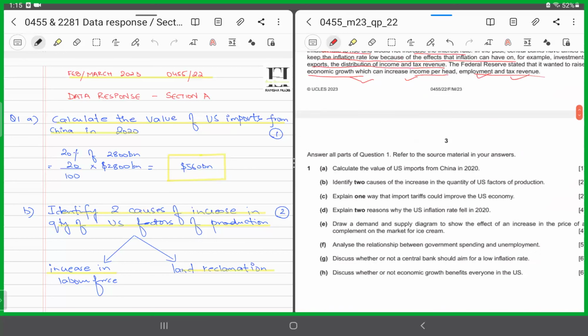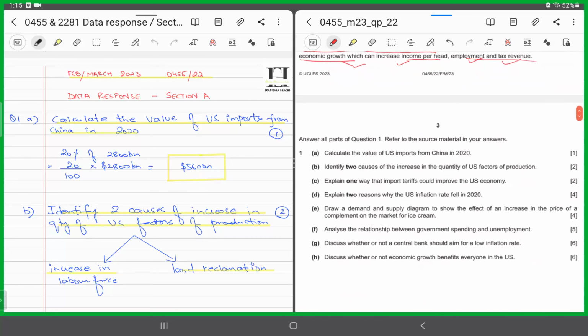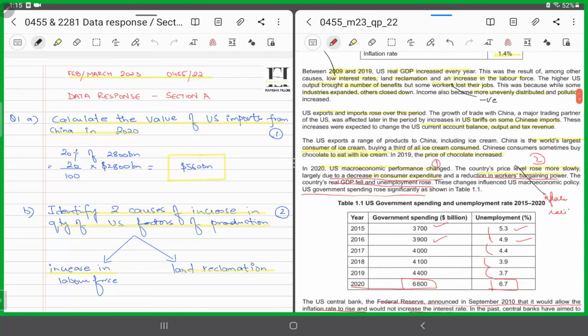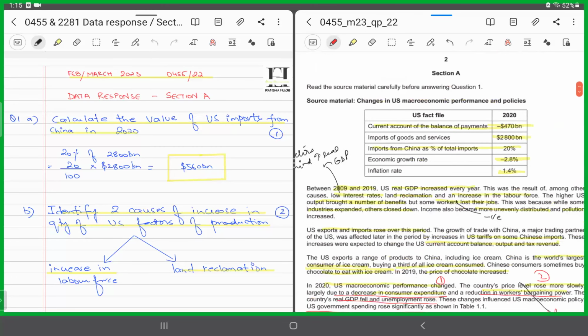All right. The first question, part A, asks us to calculate the value of US imports from China in 2020. It's a 1 mark question. If we look closely, the first table showed us that imports of goods and services was around 2,800 billion and China's imports were around 20%, right? The US imports from China was 20%. So now look at the left hand side, how I calculated it. I'll zoom it in for you.